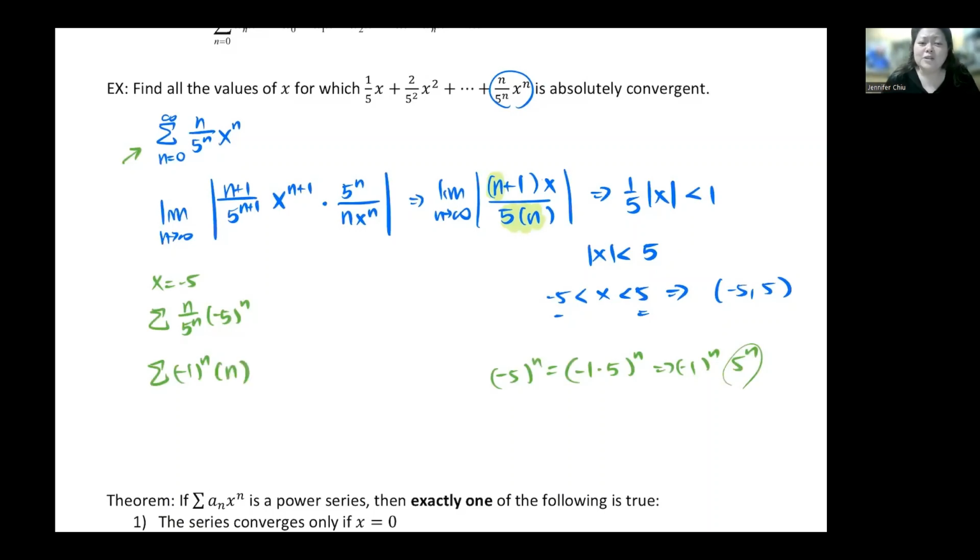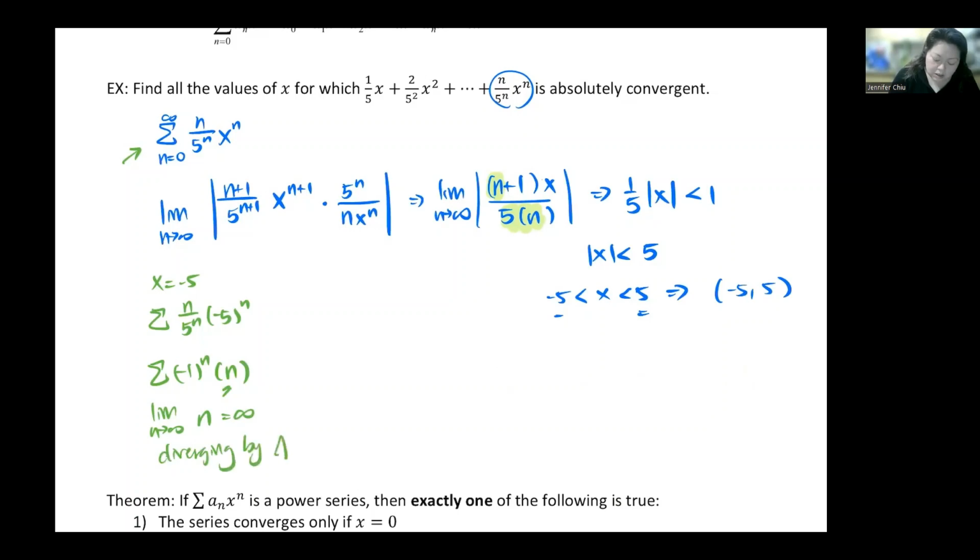Okay, now you can do the alternating series test right now, right? So usually these at the endpoints become a little bit easier to do for our testing. So we're going to go ahead and test: limit as n approaches infinity of this, of n, because it's an alternating series test. And this will be infinity. So this is diverging by the alternating series test. Okay, so that's one endpoint.